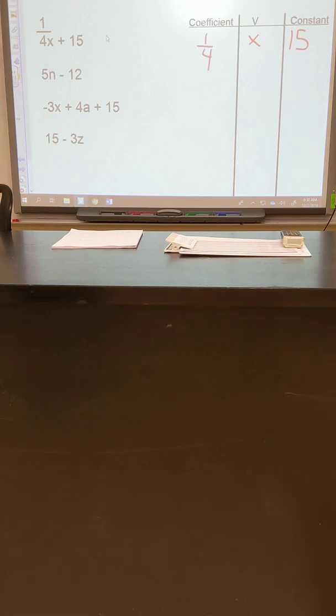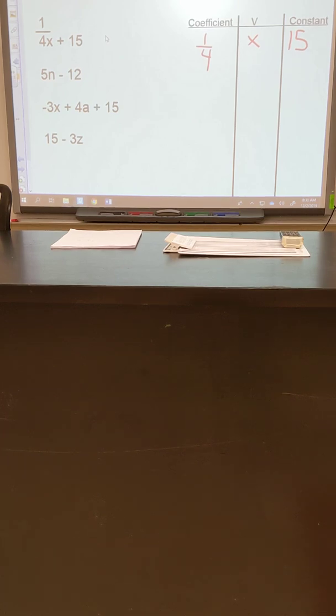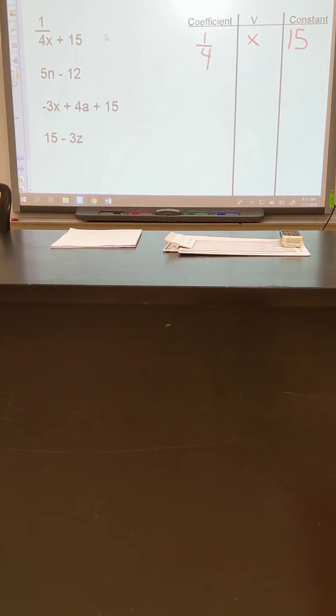This is going to be a good test to see who's paying attention to the video because I'm not going to write them up there, but I am going to say where everything goes. In the second expression, the variable is n, the coefficient is 5, and the constant is minus 12, not 12. In the third one, we actually have two variables. The variables are x and a, so those would go in the middle column. We have one coefficient with x, which is negative 3, and we have another coefficient with a, which is positive 4. So negative 3 and 4 are both coefficients, and the constant is positive 15.